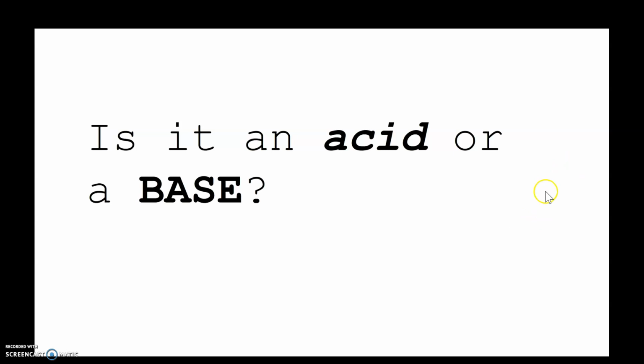All right, so now we're going to play a little game called, is it an acid or a base? I'm going to go through these, and as I go through them, I want you to fill out on page 6, numbers 4 and 5, and think about whether it's an acid or a base.